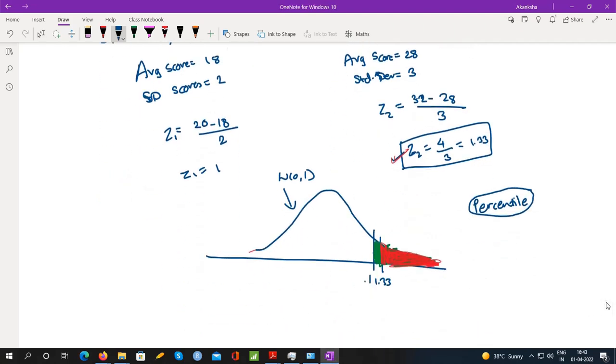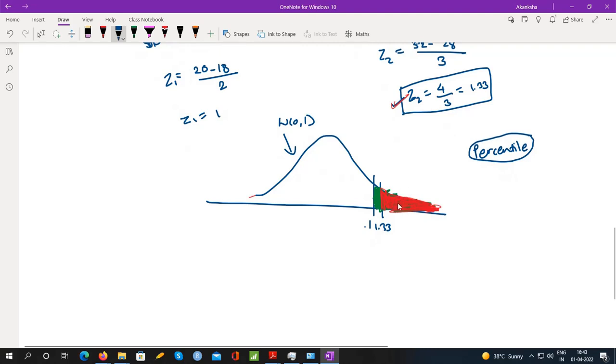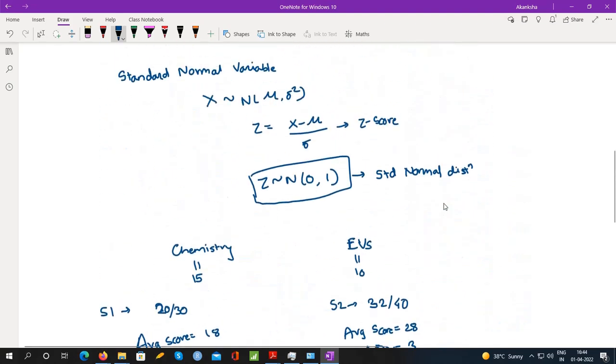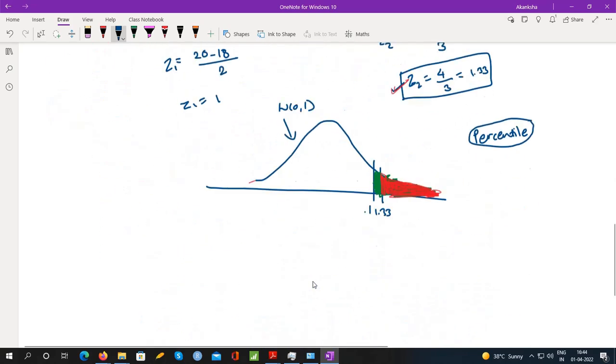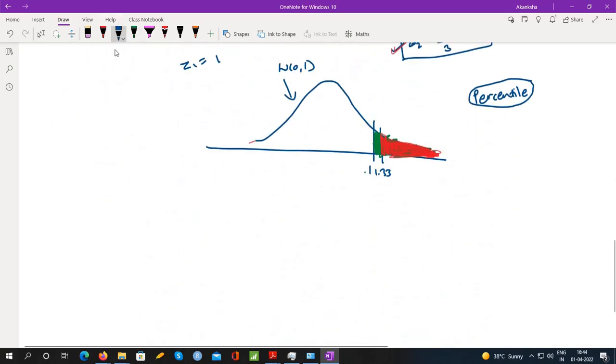These probabilities are actually available either in software or in tables. So we can use these probabilities to draw more conclusions. What are the chances that a person scores better than 1.33? What are the chances that a person scores better than 1, etc.? And as I said, any normal distribution can be converted to standard normal using this, and we are going to need a few more values from this.